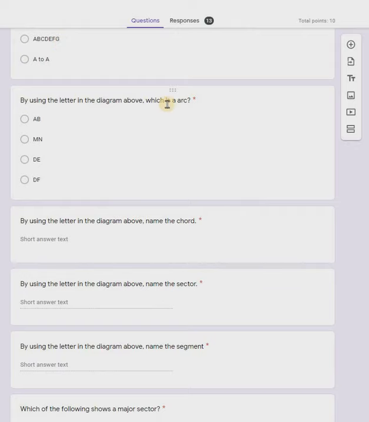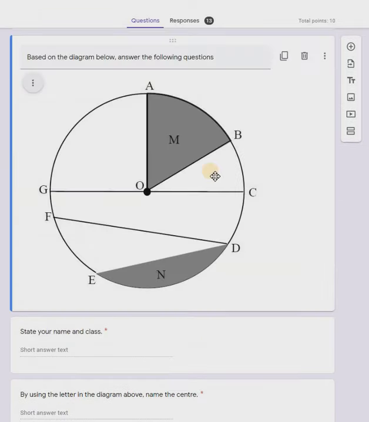Okay, the next question asks you to determine the arc. We have AB, MN, DE, and DF. The arc is another curved line, but this curved line has not yet completed the whole turn, just a part of a circumference. So the arc will be a curved line. You can say AB is a curved line, so the answer should be AB.